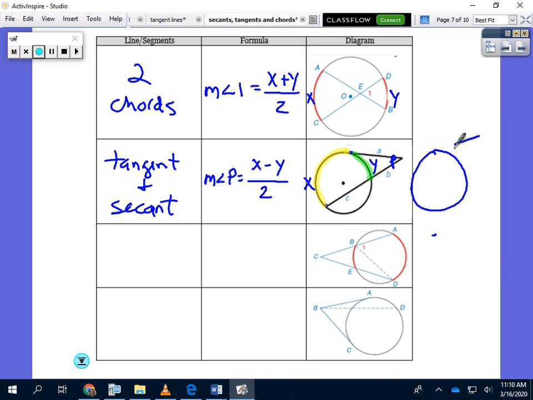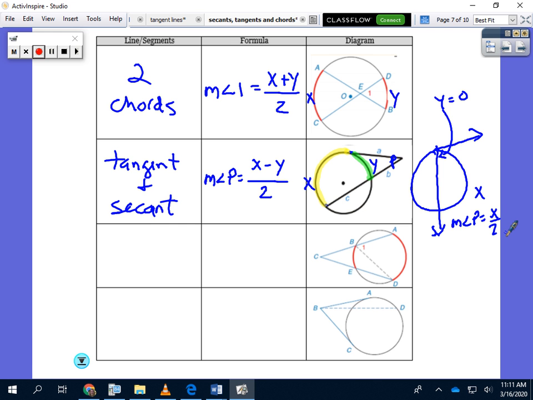There's an alternate type of problem here, and that could be if you have a tangent and you've got a secant going like this. Well, let's make this your X. Well, there is no Y. There's no inside arc because the point of intersection is on the circle. So that means Y is 0. And the angle P would be whatever this angle is. So in that case, P is going to be X over 2.